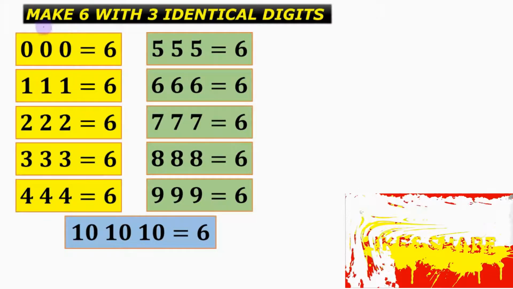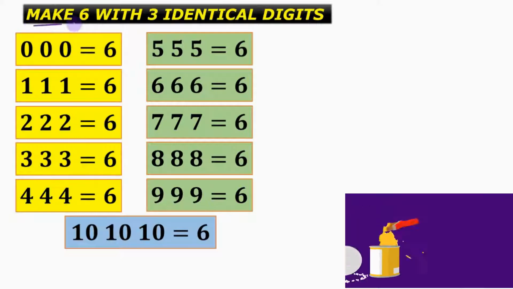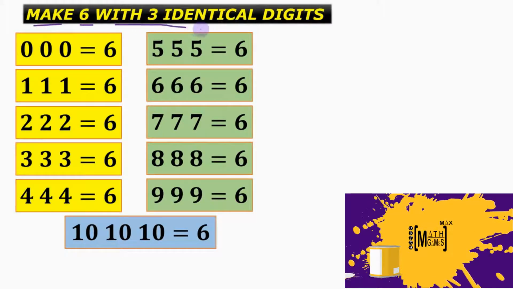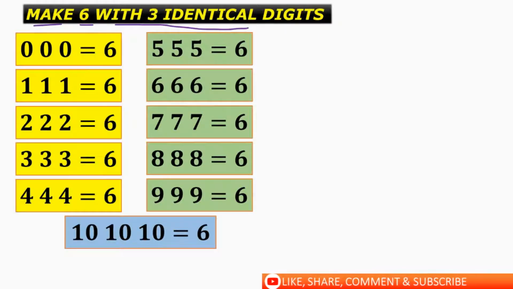Today we have a very interesting problem for you. This problem is called Make 6 with 3 identical digits. You have to use any symbol but using 3 identical digits, that is using 3 identical zeros, ones, twos, threes and so onwards. You have to make the equation equal to 6.